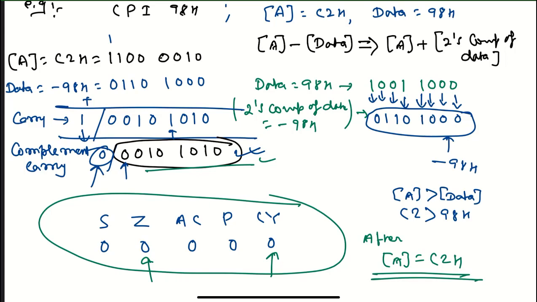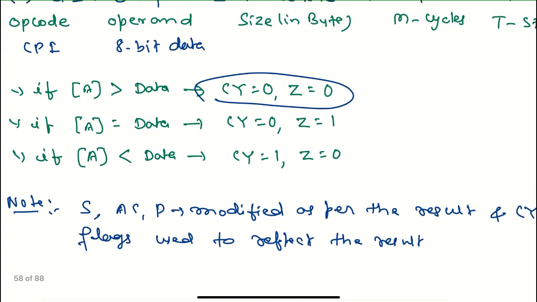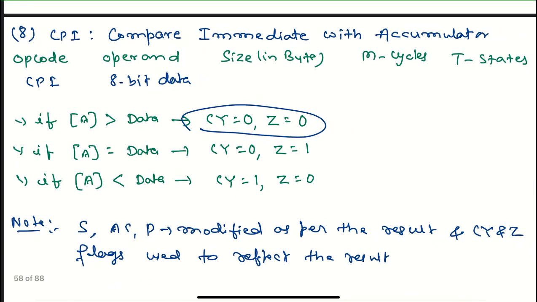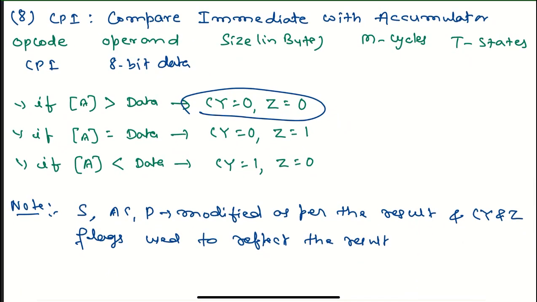So I hope you understand the operation. Now we'll see the rest of the part: size, machine cycle and T states. So here, for example, we have taken CPI 98H. This consists of an English alphabet mnemonic as the opcode with 8 bits of data. So the opcode will take 1 byte, and the operand, the data 98H, will take another byte.